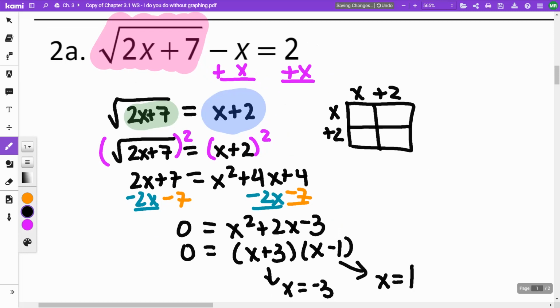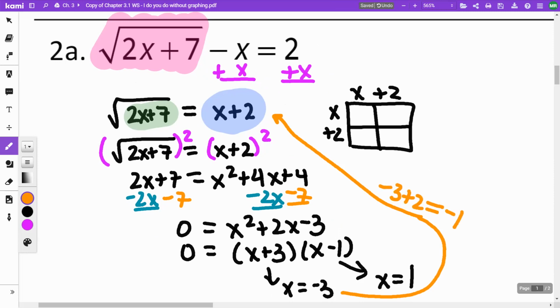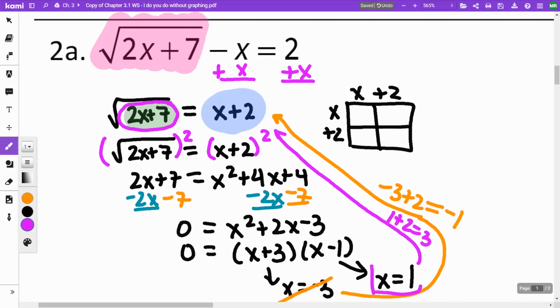I need to check to see if they work. So I'm going to check this -3. And when I check this -3, -3 plus 2 is equal to a -1. So that one is not going to work. When I check my positive one in here, I get a 1 plus 2, which is a 3. That works. I also want to make sure that it makes the 2x plus 7 positive, which it will. So x equal 1 is a solution.